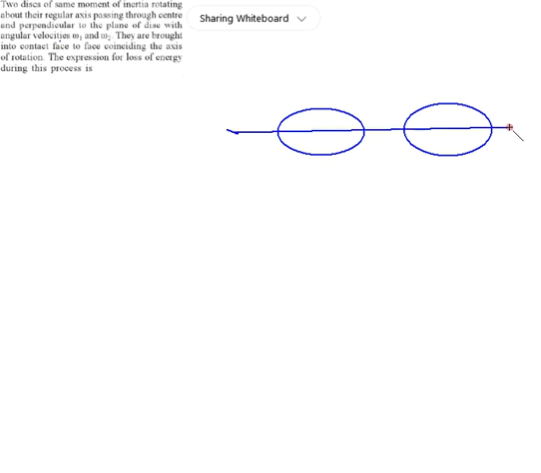Writing it now. If you look at the question over here: two discs of the same moment of inertia rotating about their regular axis passing through the center and perpendicular to the plane of the disc. So we are going to have two discs over here. Both the discs are going to rotate about their perpendicular axis. The perpendicular axis is going to be perpendicular to the plane of the disc. I have drawn the plane of the disc in blue color over here.